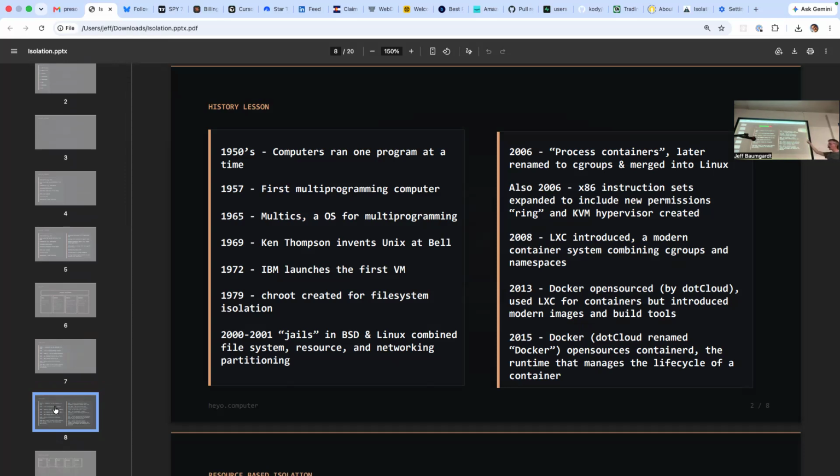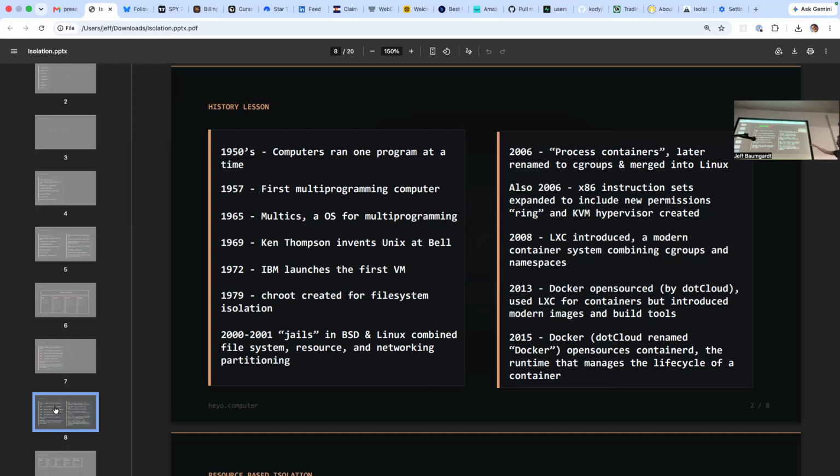So in '06, Google creates something that they call process containers, or cgroups. So this is very particular for their cloud, but it gets adopted into Linux, merged into Linux upstream and renamed cgroups. Also in 2006, something called KVM is created. It takes advantage of a new update to the x86 instruction sets. We'll talk about that a little bit later. We won't get too deep into it.